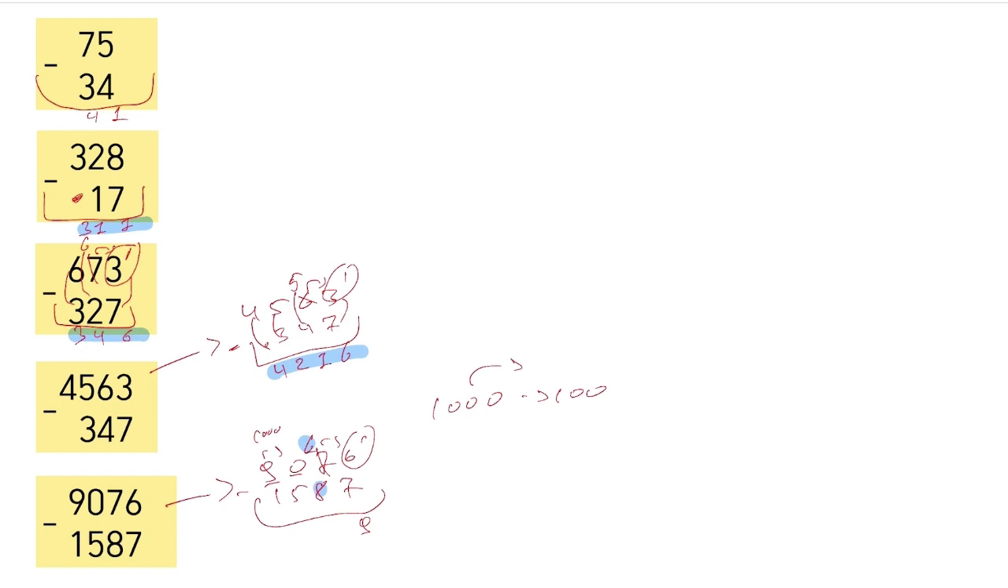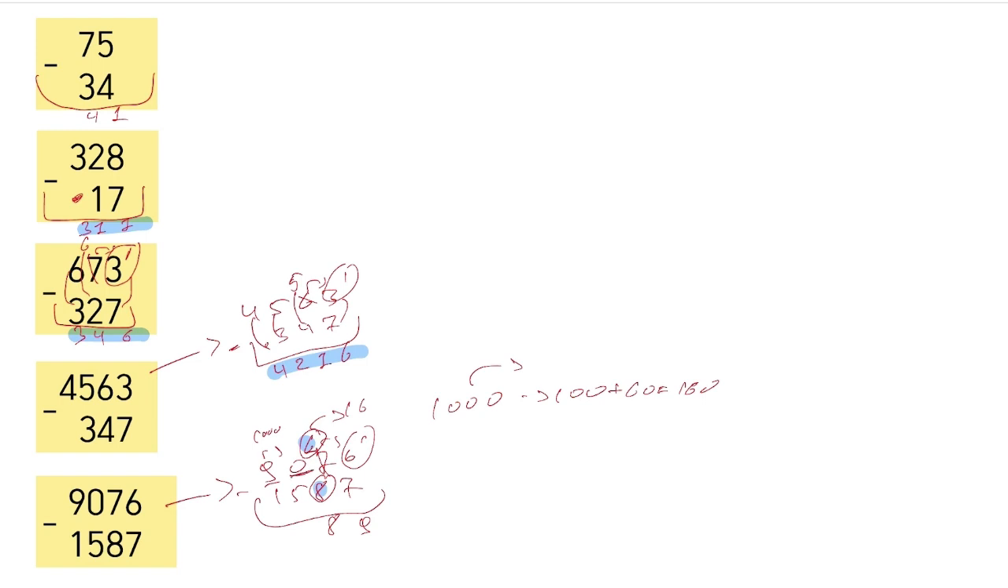This 6 represents 60, isn't it? So here is also 6 plus 60, I mean, which is 160. This 6 will be 16. 16 minus 8 is 8. Okay.